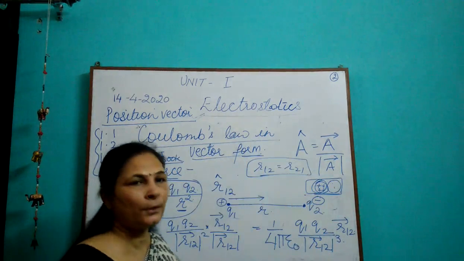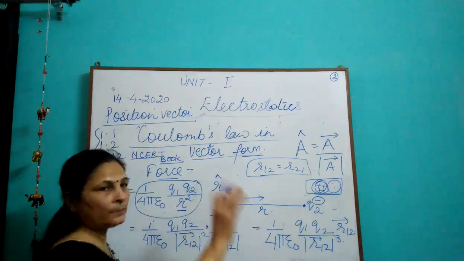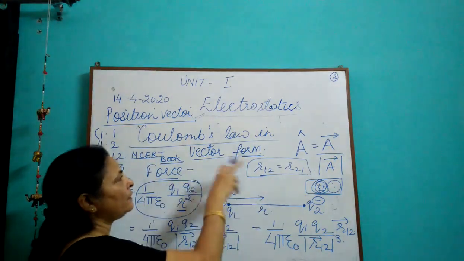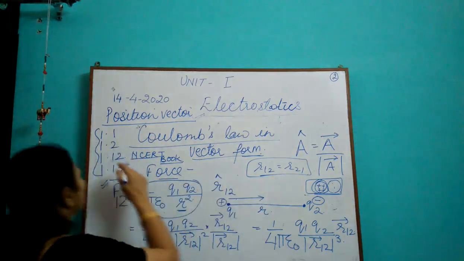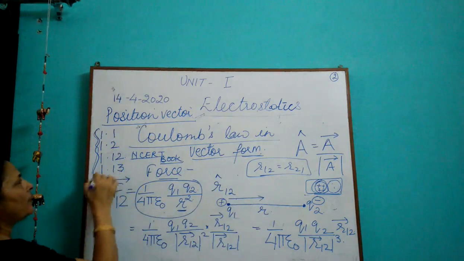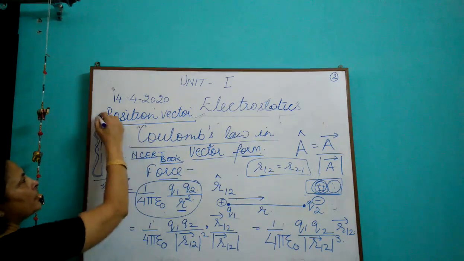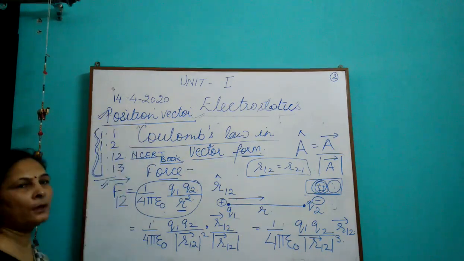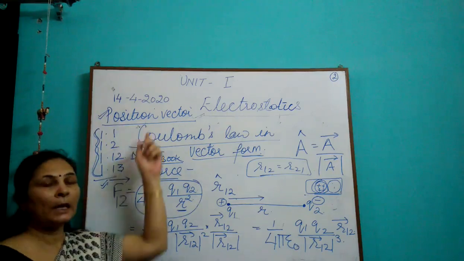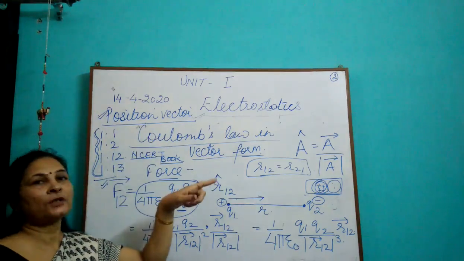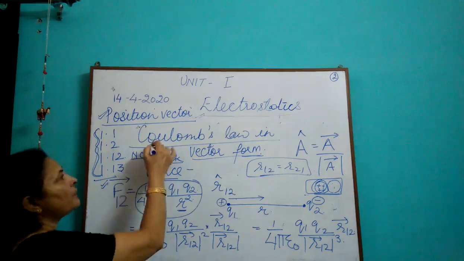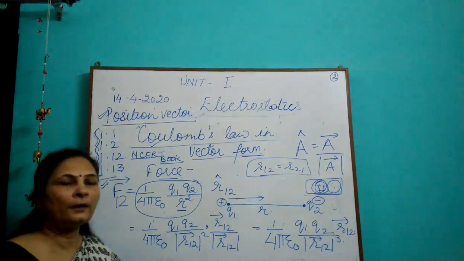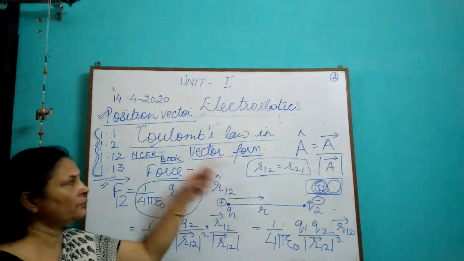So this is the work for today. You will do Coulomb's law in vector form, and do these numericals. Tomorrow we'll start with Coulomb's law in position vector form, and if the charges are not point charges, then how will we use Coulomb's law to find out the force between them.